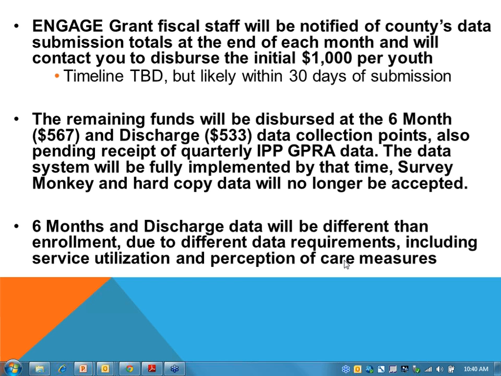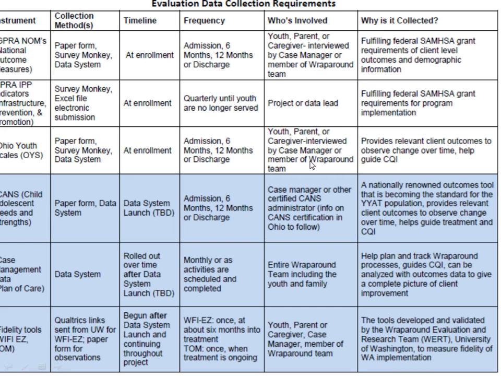In addition to that, once the data system is up and going, we do have some other things on the horizon that we're going to start collecting. And again, this is not in the current moment. This is basically at the very least January 1st, and it's probably going to be more of a slower rollout because I'm sure we're going to have some bugs to work through with the data system. But we also want to collect the CANS, which is the Child Adolescent Needs and Strengths instrument.